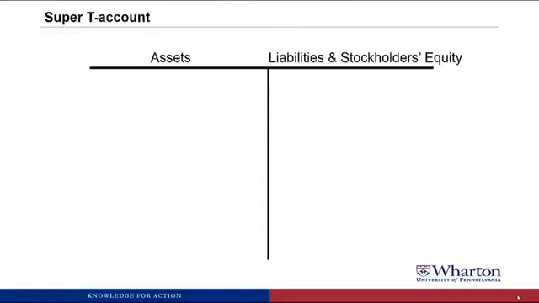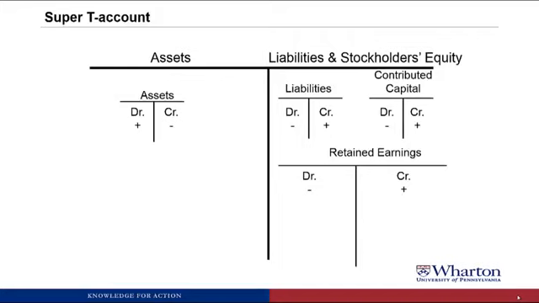One way to represent this graphically is through something we call the super T account. If you think of the whole balance sheet as a big T account with assets on the left and liabilities and stockholders' equity on the right, then what you can see is all the individual asset accounts are going to be increased by debits because they're on the left side of this super T. All the individual liability, contributed capital, and retained earnings accounts are going to be increased through credits because they sit on the right-hand side of the super T.